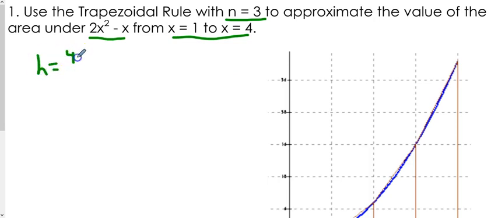If you just do 4 minus 1 over 3, that's the a and the b minus the n. That's where we're getting our subintervals from. So our height is going to equal 1.